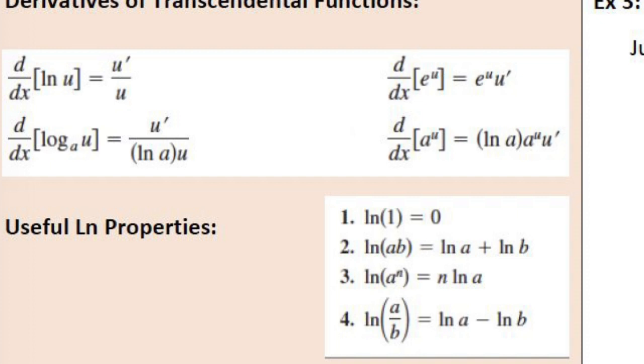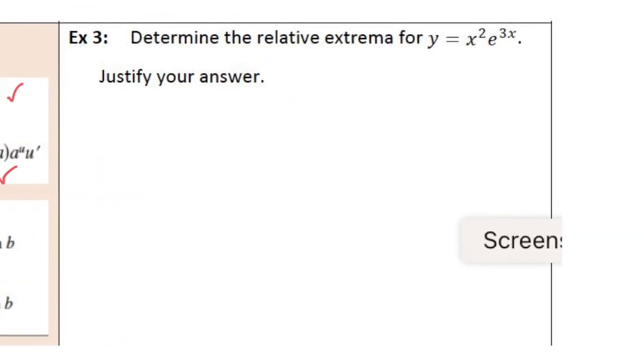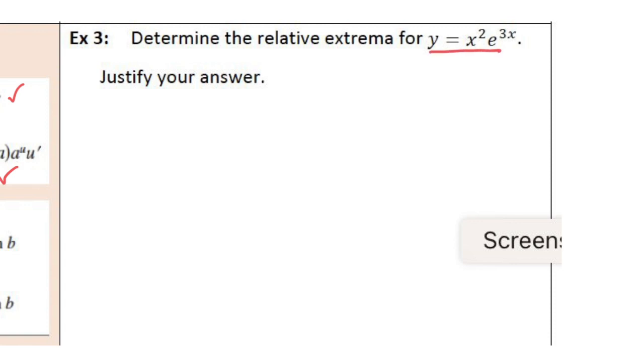Next, let's review derivatives of your transcendental functions. Once again, useful rules that you are expected to know for your AP exam. You should also have these log properties within your mind. The log properties are used to offer different answers within a multiple choice test. So for example 3, let's determine the relative extrema for this function. So how do we find your relative extrema? Don't forget, you must always justify your answer.